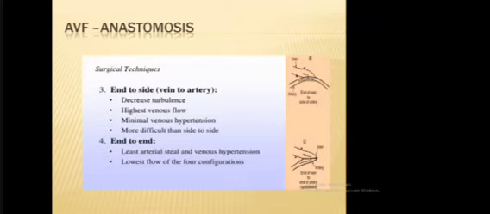turbulence. What is happening with the end-to-end anastomosis: there is the least arterial steal syndrome and venous hypertension because there is no connection distally. And the lowest flow of the 4 configurations is the end-to-end anastomosis.